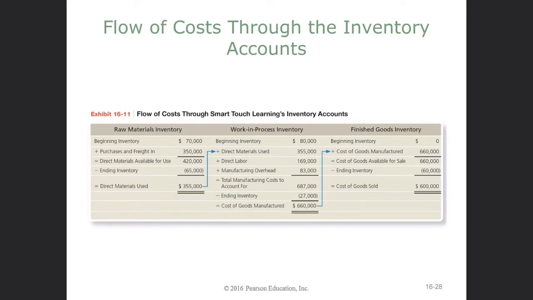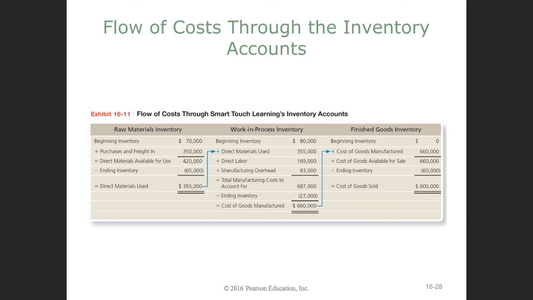So when we start creating the tablets, our items are in our raw materials inventory account. In this example, our beginning inventory is 70,000, and we've bought some items. So our purchases and freight in are 350,000. We're going to add that together to get our direct materials that are available for use, which is $420,000. We're going to subtract out whatever our ending inventory is at the end of the period, and that's going to leave us with the direct materials that we actually used.